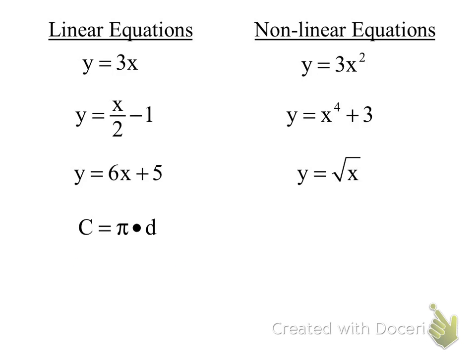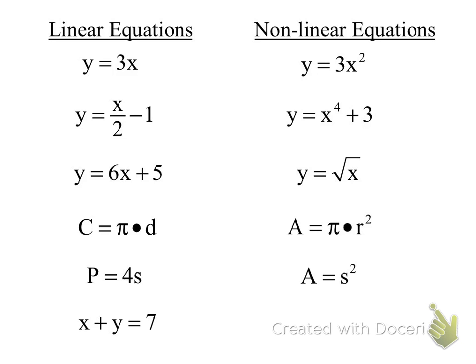So circumference is linear, but area, think of area of a circle. Is that linear or nonlinear? Because you have r squared. That's like your x. Does that make sense? Perimeter is linear. But again, area of any kind is going to be nonlinear, because feet times feet is feet squared. So area is not linear.